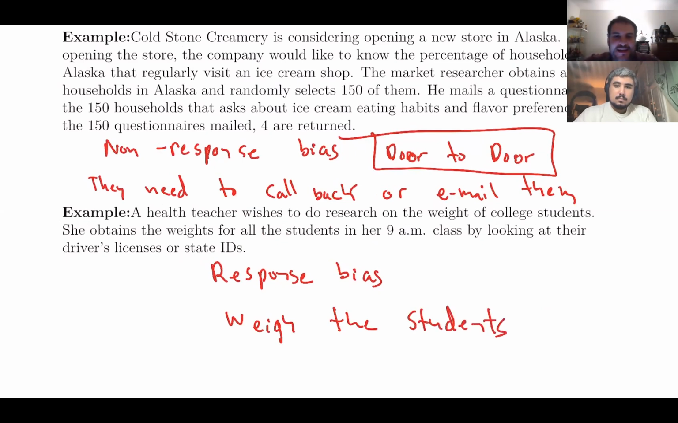Cool. All right, and that's how we could fix that bias that we have. So we could weigh the student, so that way we know exactly how much they weigh, and we're not really worrying about whether they are lying to us or anything like that. Yeah, bring a scale.